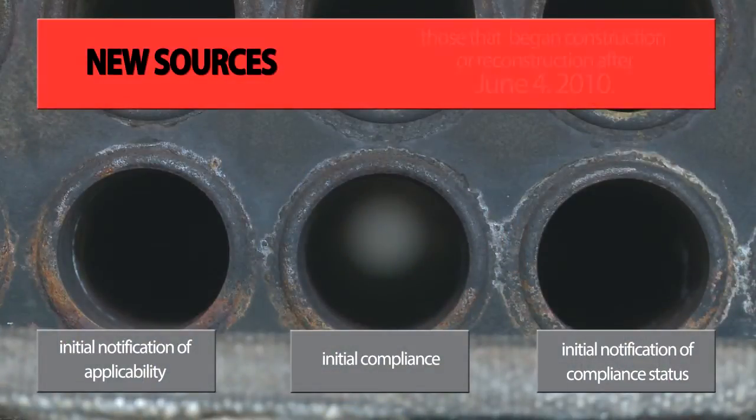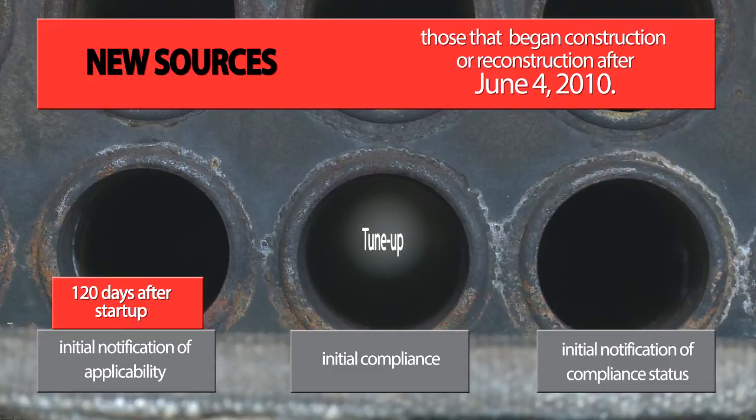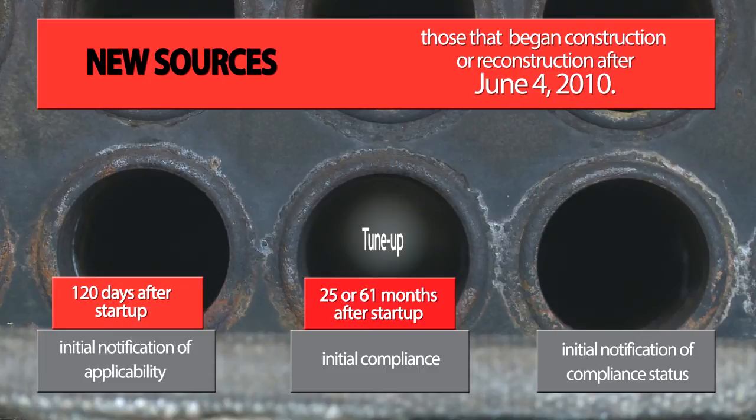For new sources, the deadline for submitting an initial notification of applicability is no later than 120 days after startup. New sources are not required to complete an initial performance tune-up, but are required to conduct the applicable 2- or 5-year tune-up no later than 25 months or 61 months respectively after startup. Since new sources are not required to complete an initial performance tune-up, EPA's intent is that you are subject only to work or management practice standards and not required to submit an initial notification of compliance status.